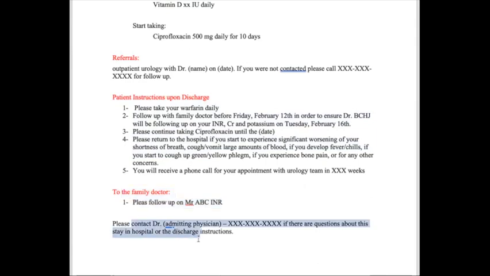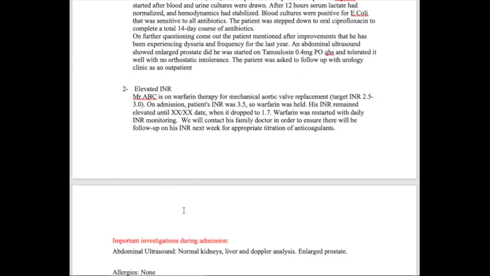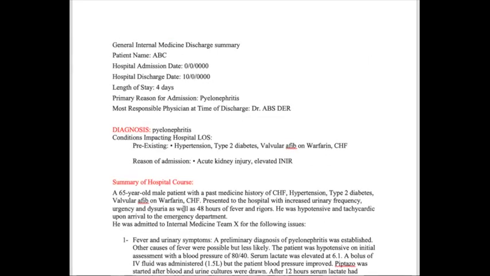Some staff really like to give their number or their email to the patient. So you can write at the end, please contact the doctor, whoever was the admitting physician during the patient's hospital stay, on the number XXX, if you have any questions or concerns about your admission to the hospital. So they can contact that physician and have a conversation, or email them and ask some questions about their admission. So those are the main parts of the discharge note.